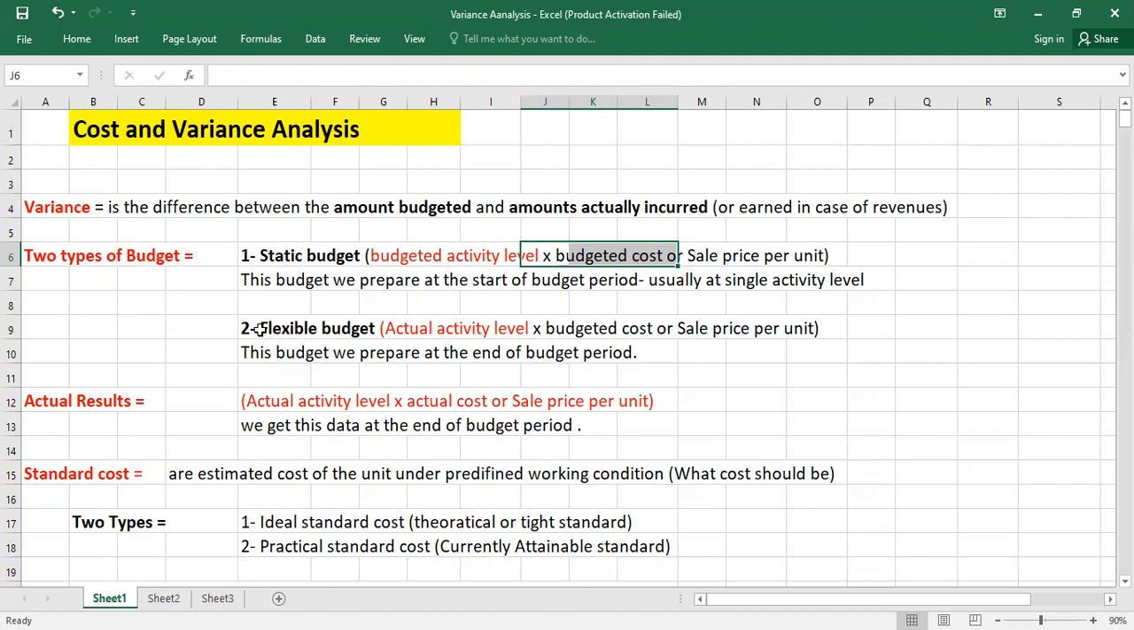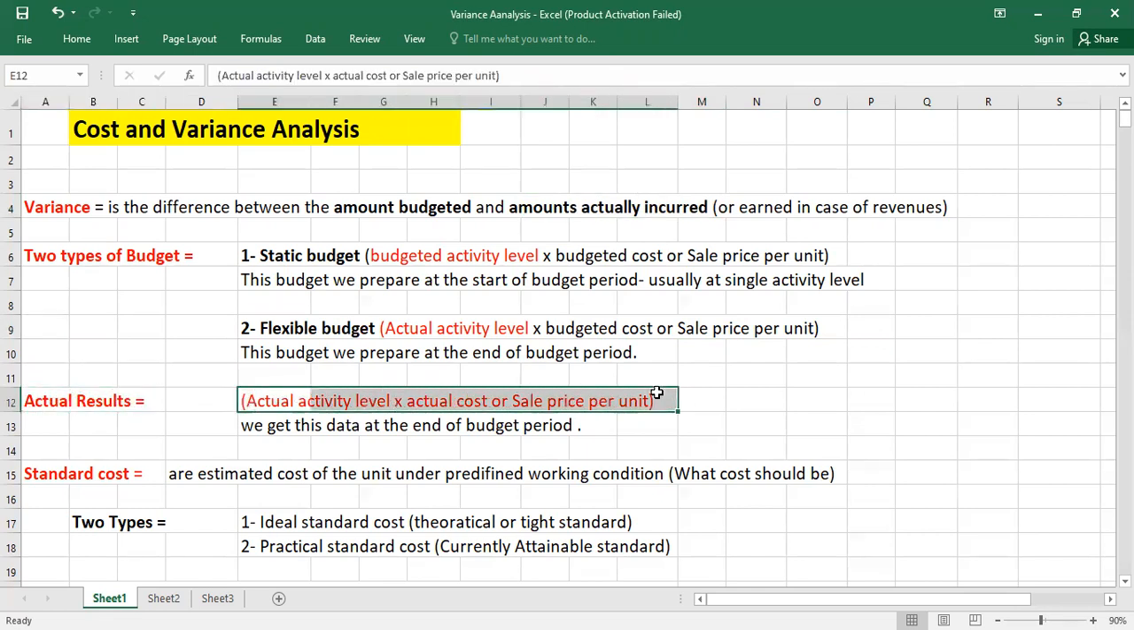On the other hand, we have the second type of budget, which is called a flexible budget. We can prepare a flexible budget at the end of the budget period, when we get the actual results. So here we take the actual output level and multiply it by the budgeted cost. Then we have another term, amounts actually incurred, which is also called actual results. For the actual results, we take the actual output level and multiply it by the actual cost or the actual sale price per unit.